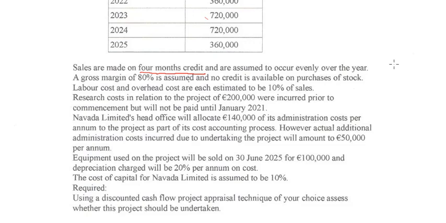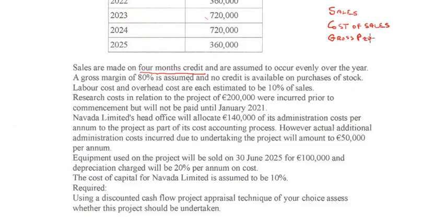The next thing then we're told is that there's a gross margin. Okay, so you might remember this idea of a gross margin, and when we're talking about gross margin, we're talking about the trading account, I suppose. So we're talking about the sales of the business and the cost of the sales. This is in the trading account, the cost of the sales. And the difference between those two figures is, of course, the gross profit.